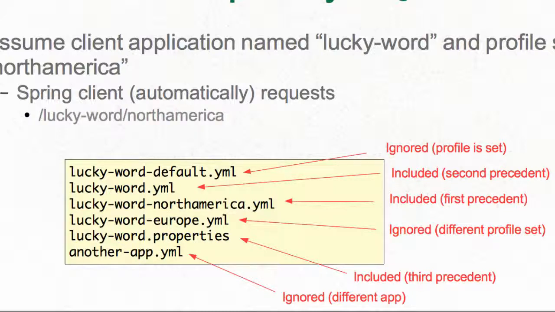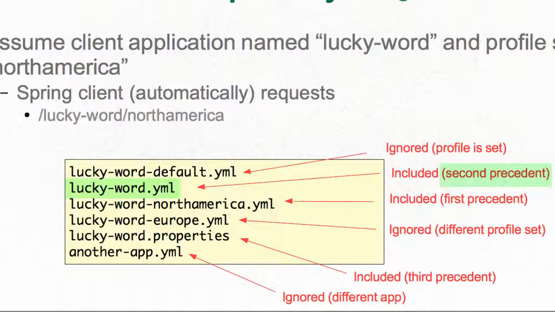Let's imagine that we're looking at some flat files someplace, or we're looking at some files out on a GitHub location. The first file is called Lucky-Word-default.yaml. This file would happen to be ignored, and the reason it would be ignored is because it contains the word default. Well, in my example, I'm specifying that I want the North America profile, not the default, so that would be ignored. If I had a file that just contained the application name, that would be included, and all of the properties that were expressed in that file would be included.